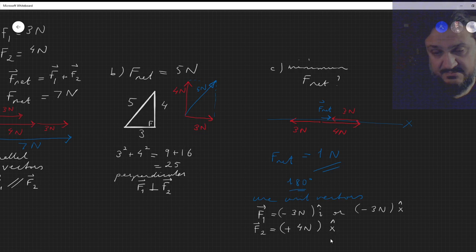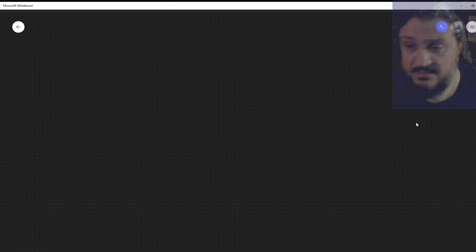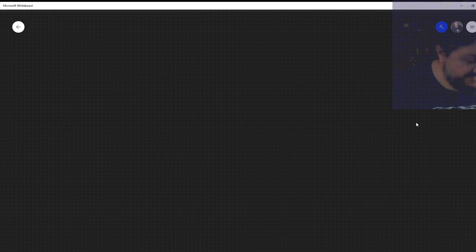Okay. All right. So that's part C. This was the equilibrium problem. What else? Interaction pairs. Newton's third law of motion. Okay, we talked about it in the last video. Newton's third law.